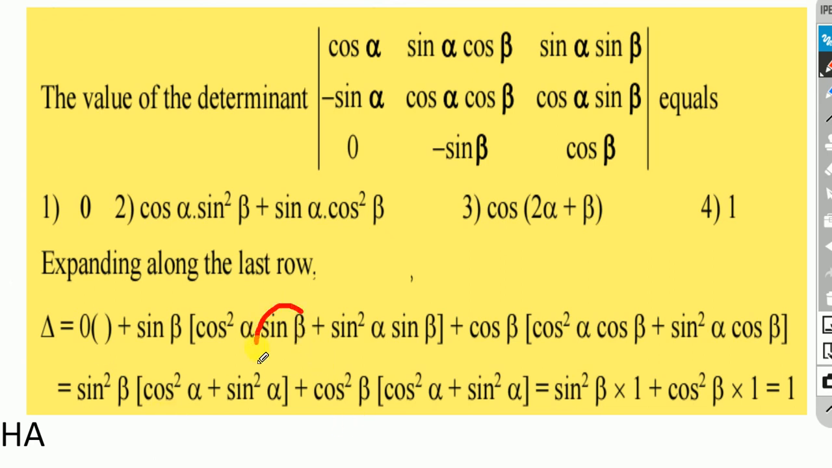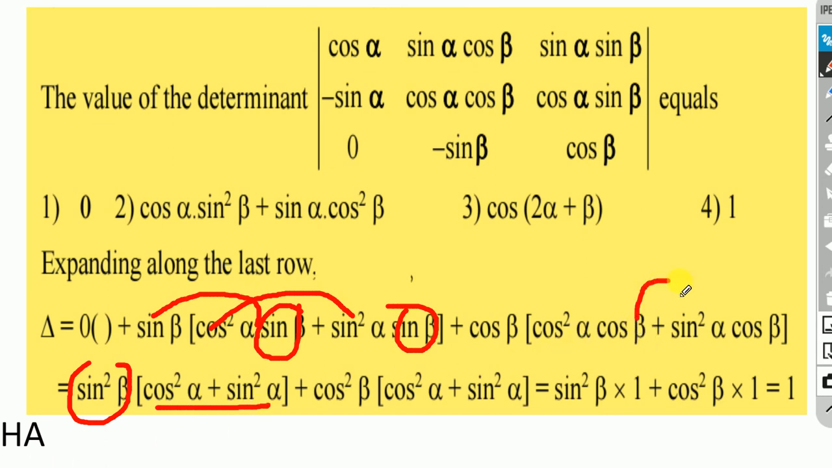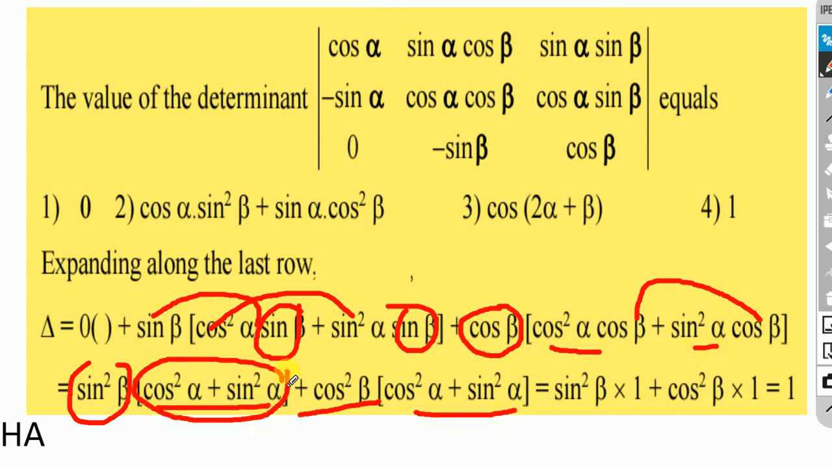I have sin beta here, I have sin beta again, so I will take sin beta outside, so I will get sin square beta. Inside the bracket I have cos square alpha plus sin square alpha. Similarly I have cos beta common here, I have cos beta outside, so I will get cos square beta here. I am left with cos square alpha plus sin square alpha. So these two will be 1, you know, cos square alpha plus sin square alpha will be 1.